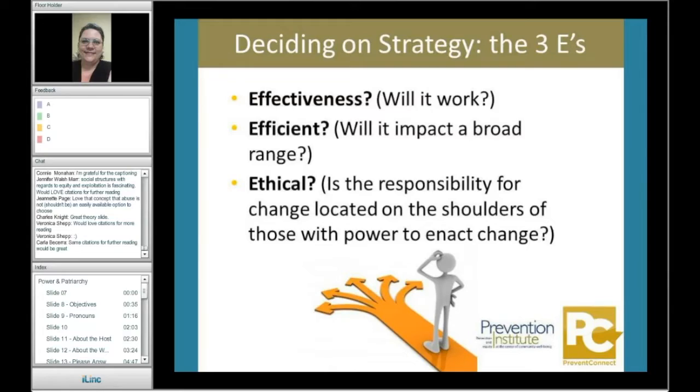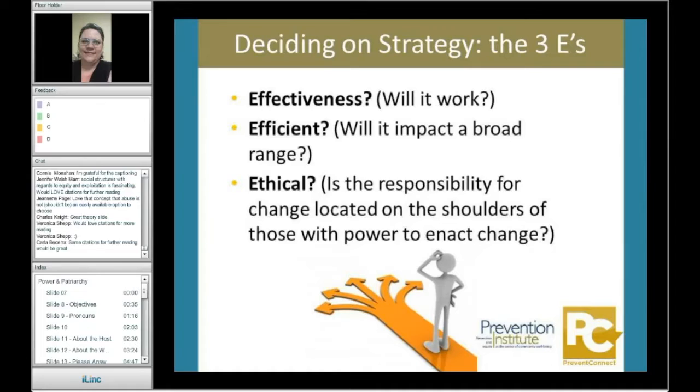So to move forward in that at ICADV, before we use a prevention strategy, we ask ourselves 3 questions, which are informed both by feminism and social justice and the public health approach. With our strategies, we want to be sure our prevention strategies are effective. Will they work? Is the strategy efficient? Does this have the potential to affect a broad range of people? And the third question really is about social justice. Is the strategy ethical?